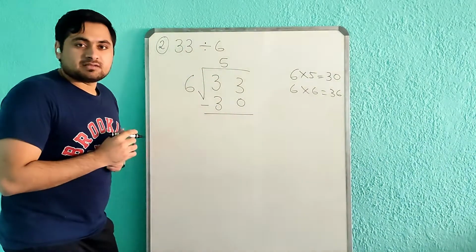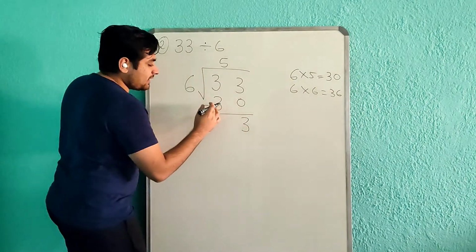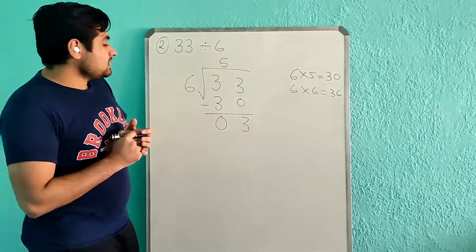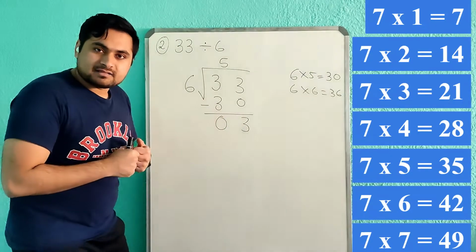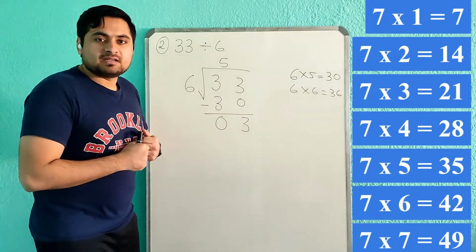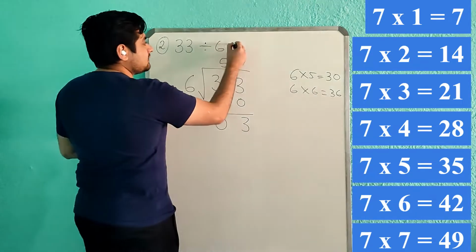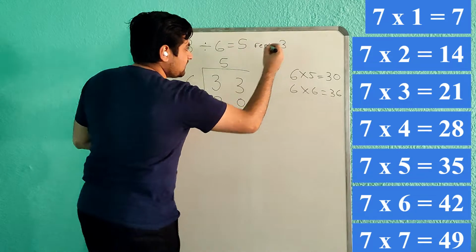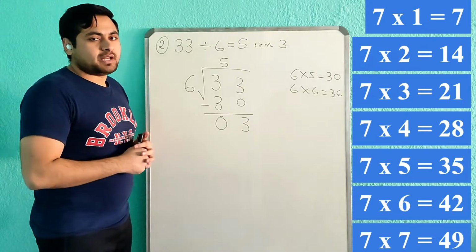What is 3 minus 0? 3 minus 0 is 3, right? And what is 3 minus 3? 3 minus 3 is 0. So now your answer is here, 0 and 3. You know 3 is smaller than 6, right? 3 doesn't come in the table of 6. So we cannot divide 3 by 6. Therefore our final answer is 5 remainder 3. So did you see, here we had a remainder now. Let's move on to the next example.